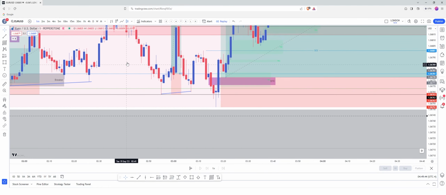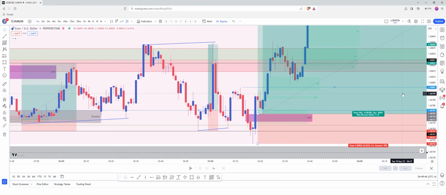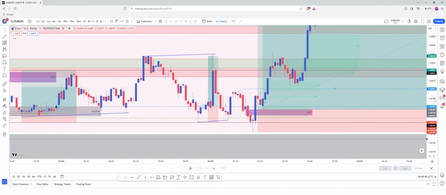So displacement should be the number one thing that we're looking at when we're considering entering a trade. Do we have engulfing displacement candles? We have a really long wick rejection candle and then a huge engulfing candle at this point.